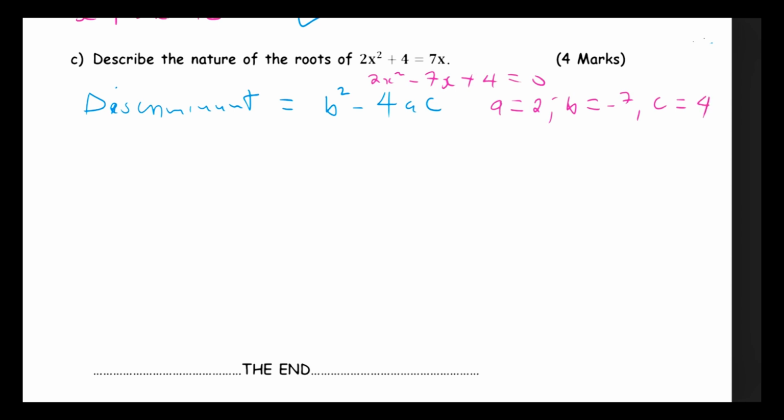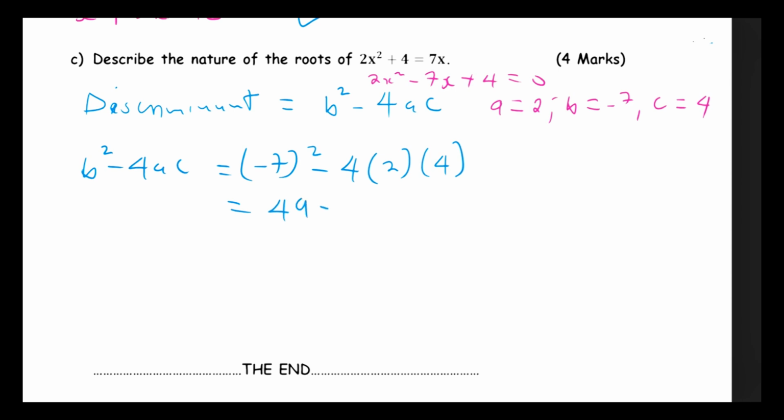So it means therefore that the discriminant, that is b squared minus 4ac, is going to be, our b is minus 7, so we have minus 7 squared minus 4ac. A is 2 and our c is 4. So that is the same as 49 minus 4 times 2 times 4, that is 32. So our discriminant is the same as 17. So when the discriminant is the same as 17, remember when the discriminant is greater than 0, 17 is obviously greater than 0.